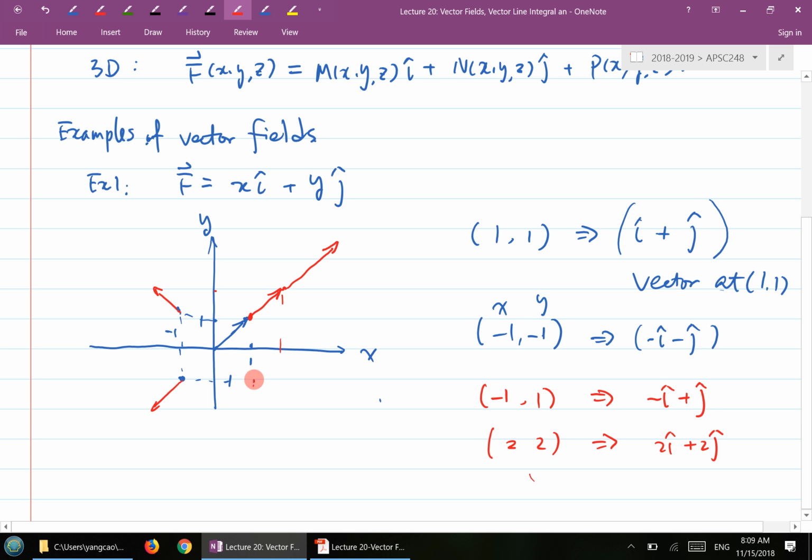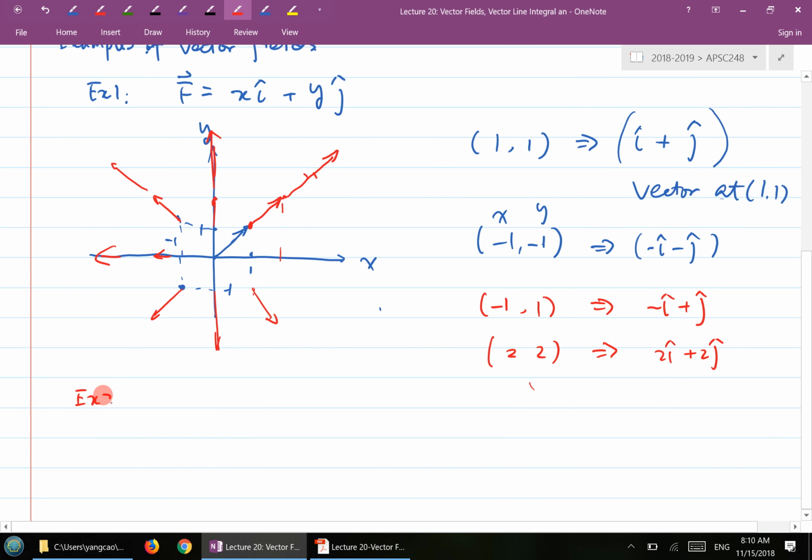So you cannot plot all the vectors out, right? You can only selectively plot some vectors to see the trend, basically. But if you plot enough of them, for this particular one, you end up with a whole bunch of vectors pointing out of the origin here. And far away from the origin, the vector length, right, will be longer. So that's basically this vector field. And that's how you visualize this vector field. Okay.